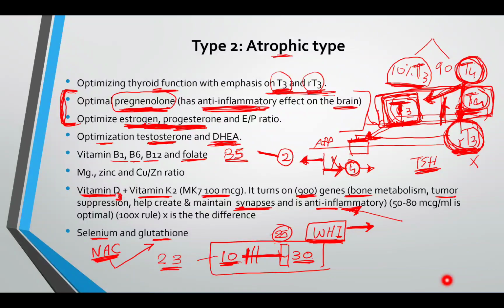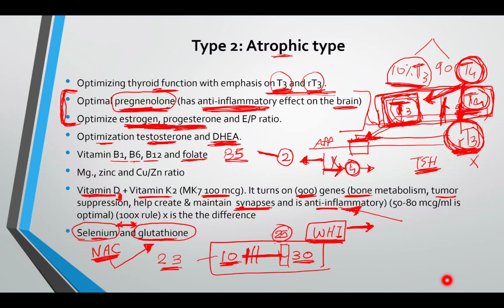It converts in the body, in the liver, to glutathione, and the glutathione can help in removal of toxins in the body in addition to the selenium. Both of them act together to bring very good results as antioxidants.